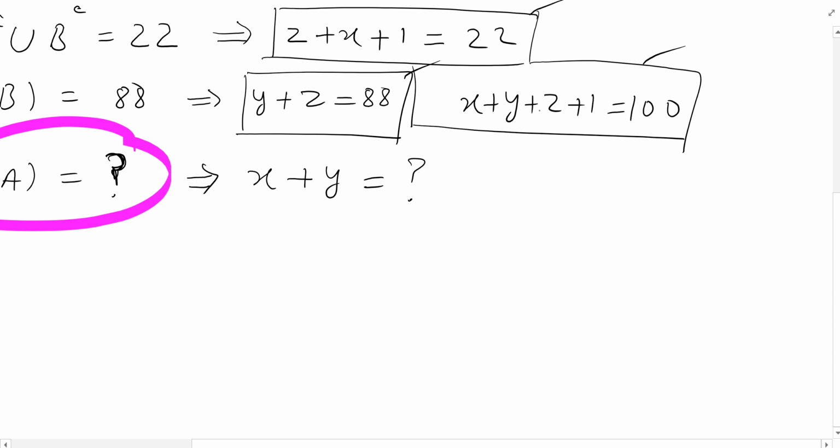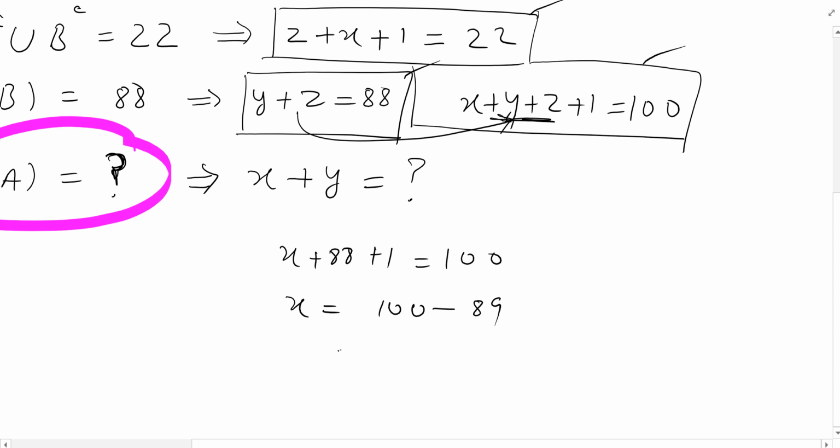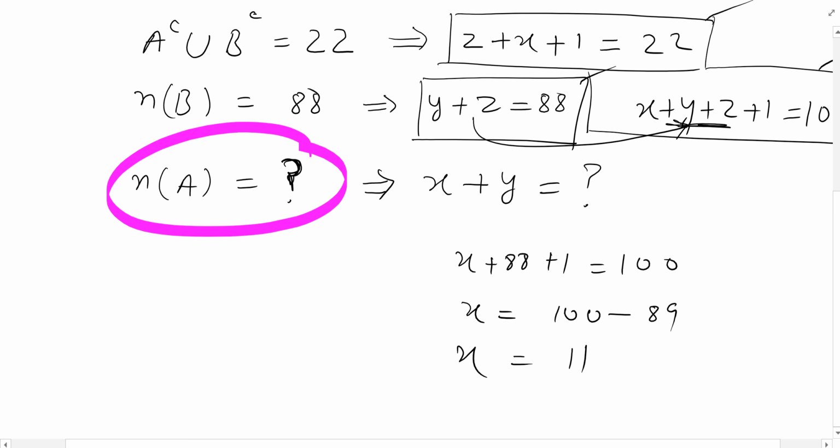So YZ is 88. So we substitute YZ here and find x. It will be 11, right? Let's do it step by step, and add the one guy on the outside. So we substitute it here, and we're going to get x plus 88 plus 1. So x equals 100 minus 89, which is 11. So we have now x.